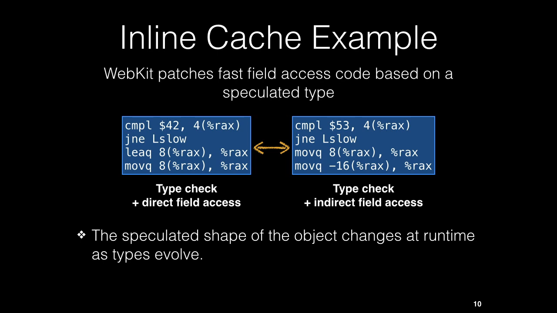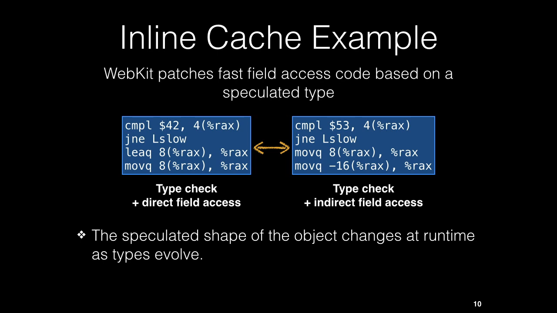Inline caching is great because it lets you embed a fast code sequence right in line with the compiled code. This is hard because in JavaScript, the shape of the object that we speculated can actually change at runtime. On the left-hand side, you see an example where we've speculated that there's going to be a direct field access. So we patch in a code sequence that does a compare against the type of the object, jumps to a slow path if necessary. If not, we just load from a field offset.